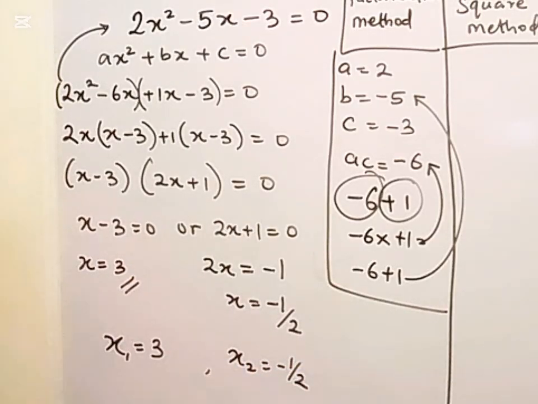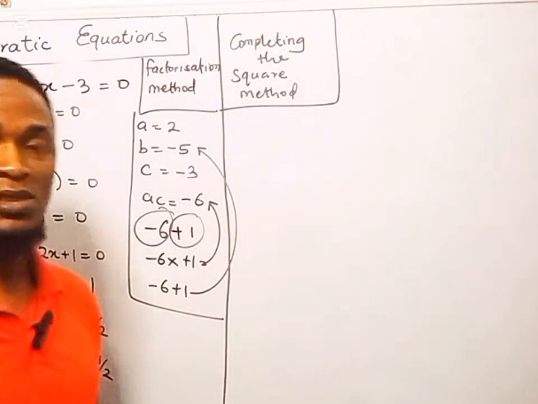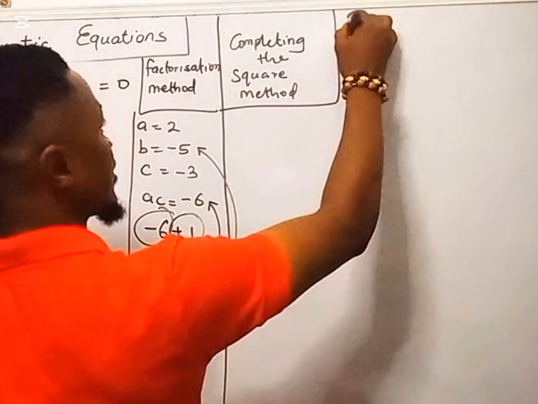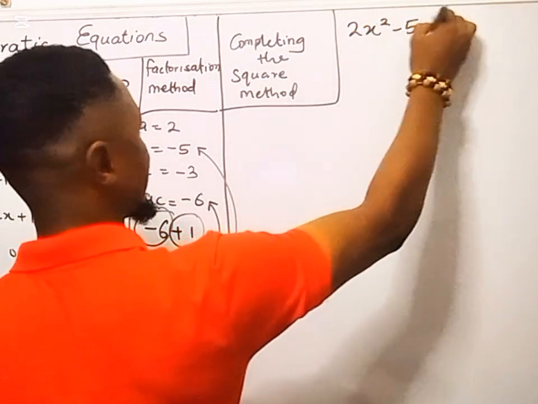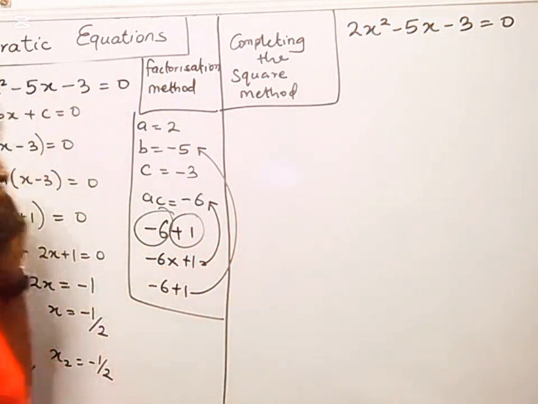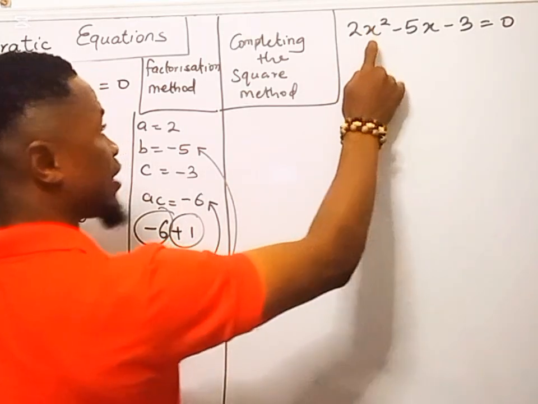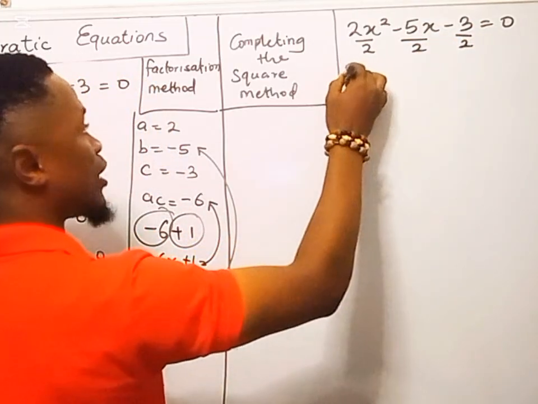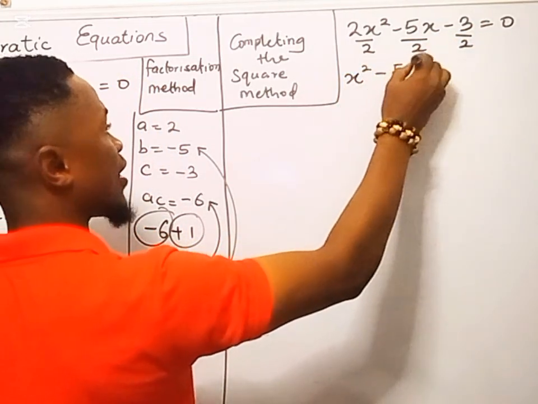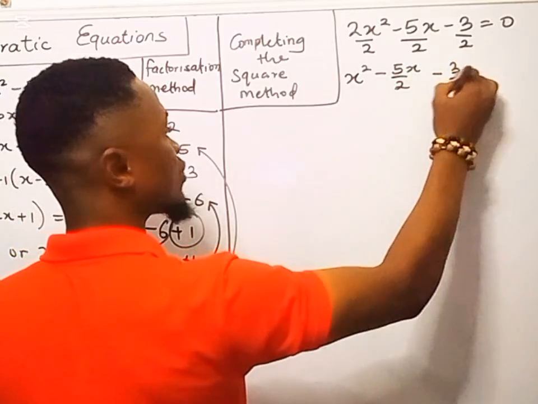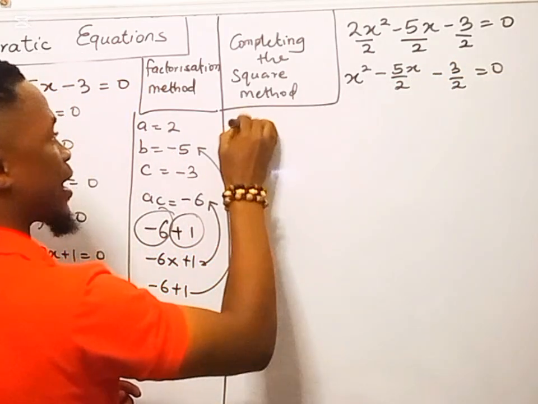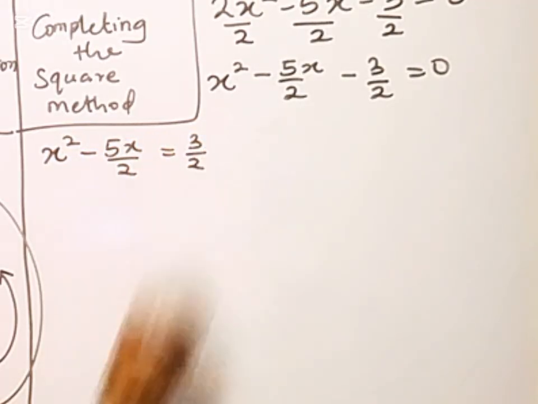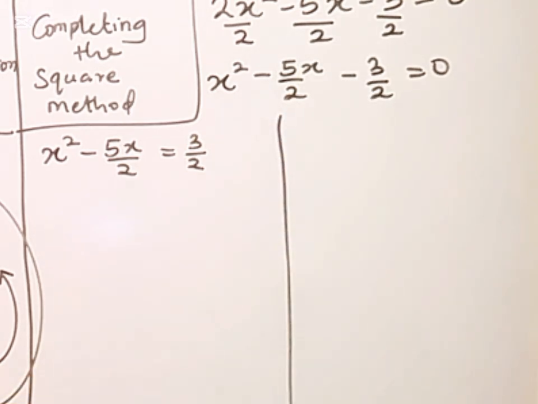So let's use another method and see if we'll get the same answer. So completing the square method, I'm going to start with the same equation. This is the same equation that we had. In the completing the square method, the coefficient of x squared has to be 1, so we divide all through by 2. X squared minus 5x over 2 minus 3 over 2 equals 0. If I collect like terms, I can say x squared minus 5x over 2 equals 3 over 2. Let me divide my board into 2.